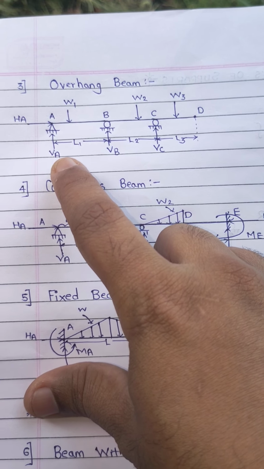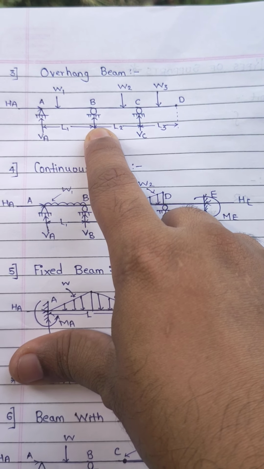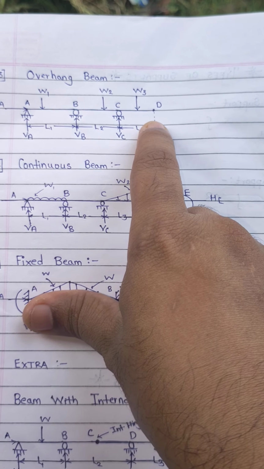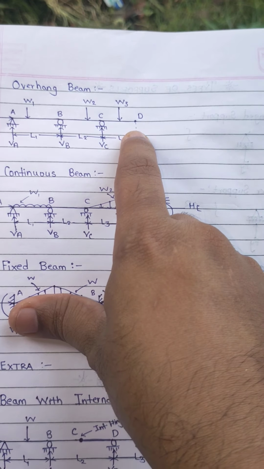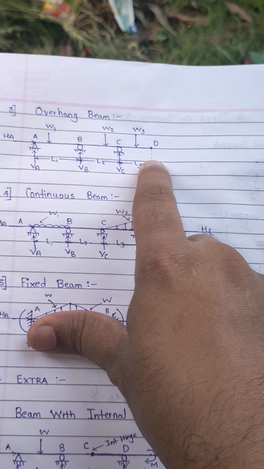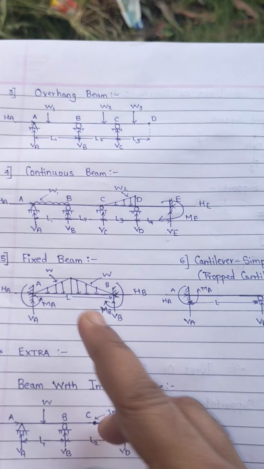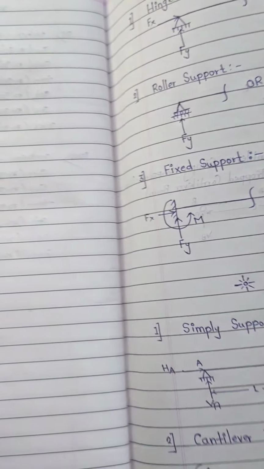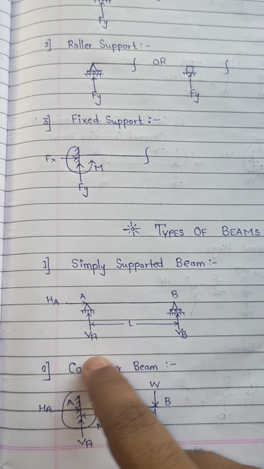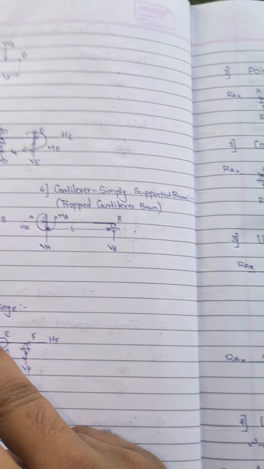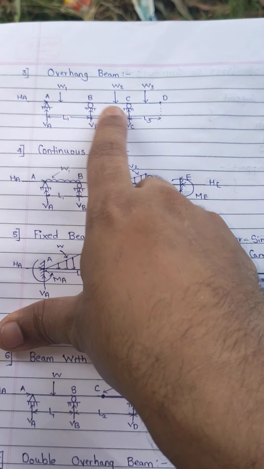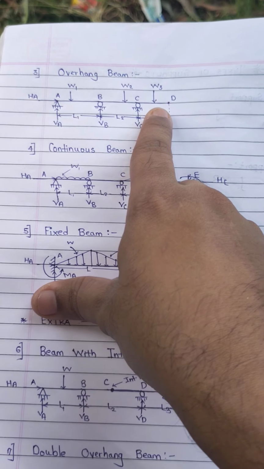In an overhang beam there may be more than two or three supports, but the last end, or either of the ends, does not have any type of support. That means the difference between this overhang beam and the previous type of beam which we have seen, that is the cantilever beam, is that in a cantilever beam only one type of support is there, but in an overhang beam at least two supports are needed, and thereafter the beam is again of cantilever type.